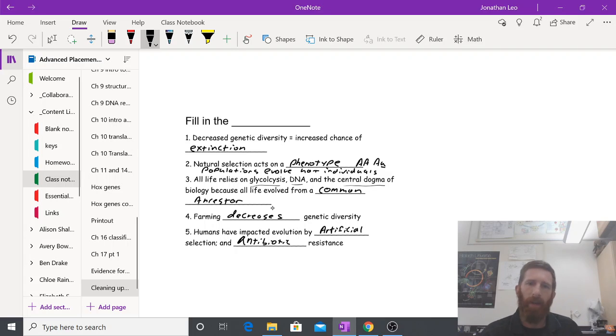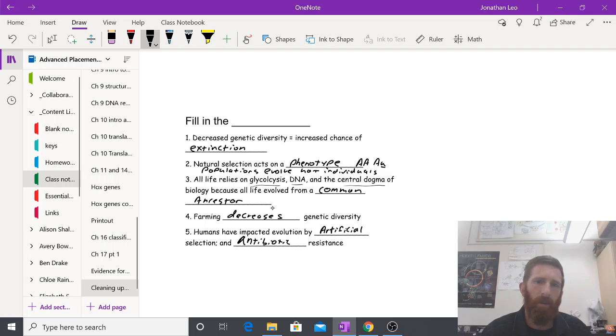Farming is another human activity that can cause extinctions and decreases genetic diversity. We're going to take this vast open field or forest with lots of different animals and plants, cut everything down, turn up the soil, and plant corn because it's delicious. And it is delicious, but it decreases genetic diversity nonetheless. So humans have an impact on evolution.